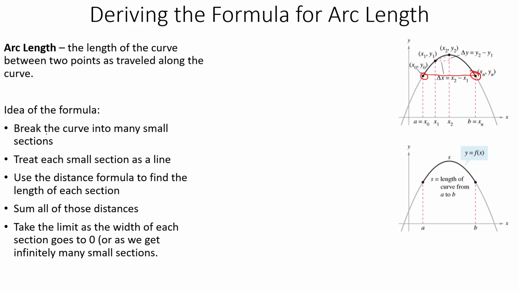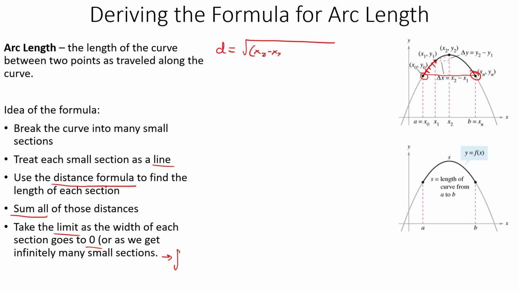All right, so the idea here is we break the curve into a bunch of really small sections. Like these sections they have right now are pretty big, but really, really small, like there to there, there to there, these tiny little steps. We treat each one of those little things as a line. We use the distance formula on each of those little sections. We sum all of them up, and then when we take a limit as we go to an infinite number of sections and the width of each section goes to 0, that's where we get the integral.